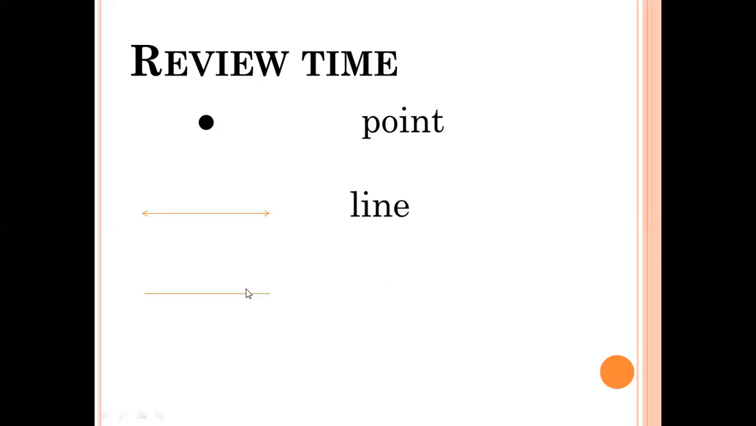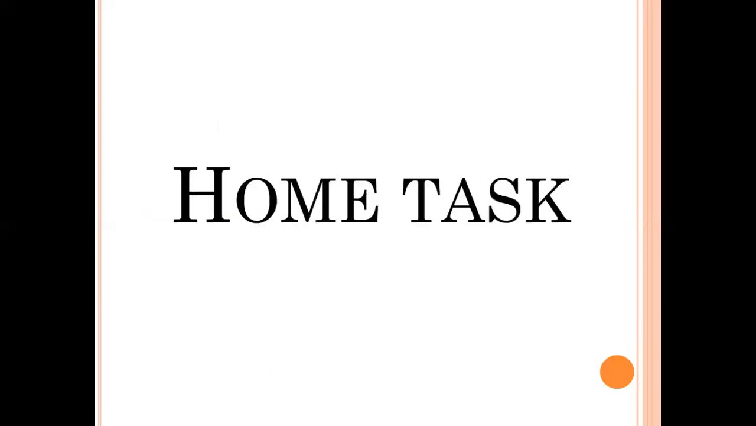What is this, children? Very good. This is a line segment because it has two endpoints. Why have we not put arrows at the end of this line? Because it has two endpoints. They are ending on these two points. Okay. Now, what is this? Very good. This is known as a ray because it has one endpoint and the other point goes on and on, which we have shown as an arrow.